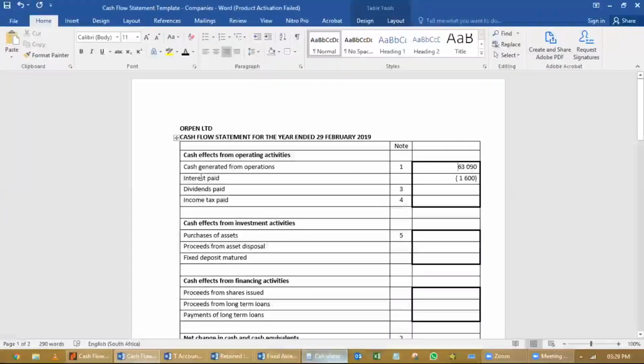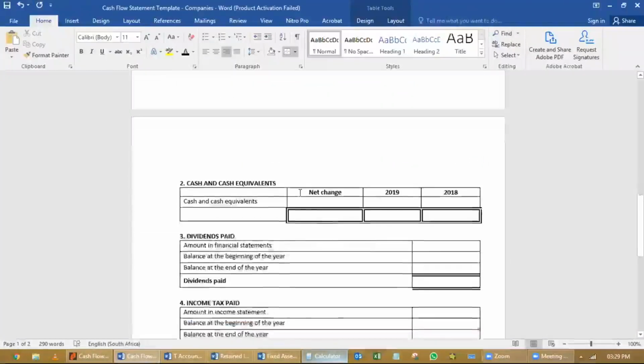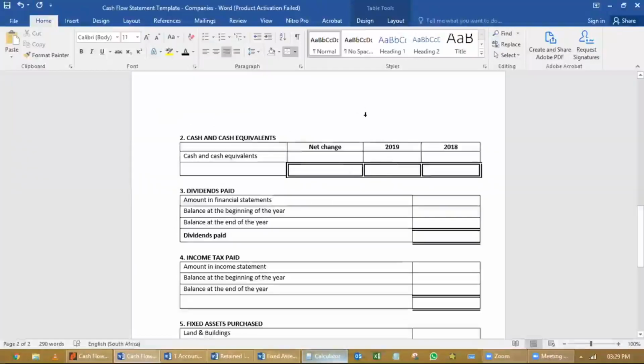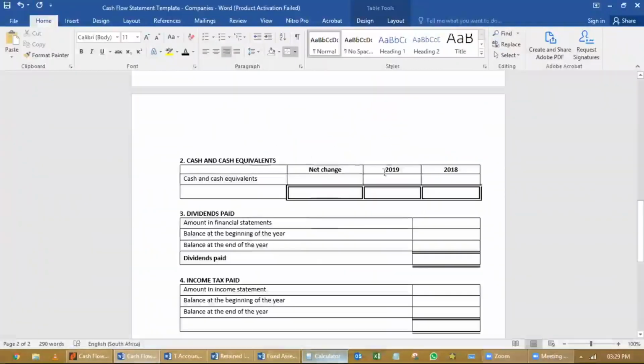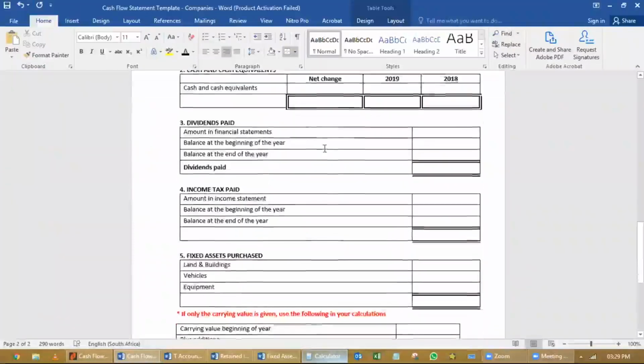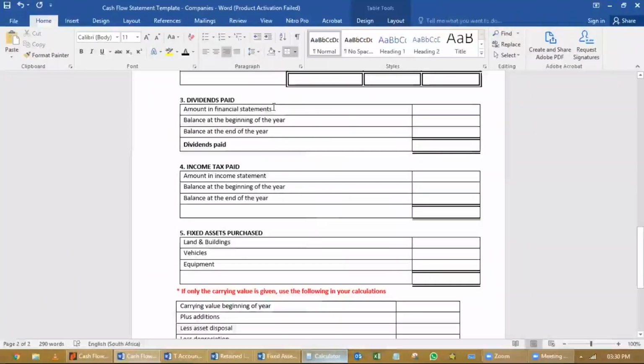Good. Next is the interest. We've already put that in when we did the note. So let's move on to dividends paid. Okay. So we'll skip number 2 here, but we'll get back to that later. And you'll see also why we don't do this note right now. Alright. Dividends paid. Alright, so first thing we do is we take our amount from our financial statements.